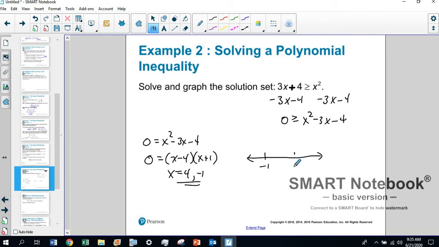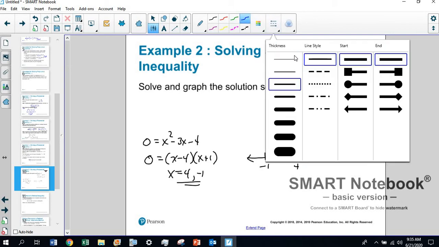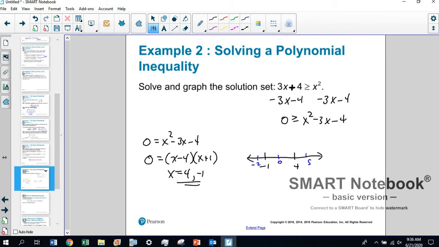-1 is over here, 4 is over here, and we're going to pick some test points in between. Okay, so I put -2 here, 0 here, 5 here. You guys can pick any numbers in between, 0, 1, 2, 3, anything in between. Whatever. And then I'm going to plug these numbers into my original function. Here's your f of x.